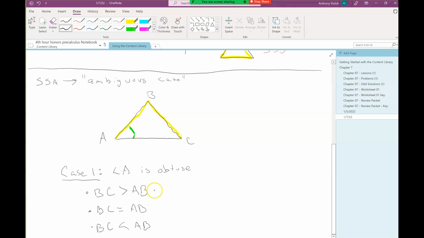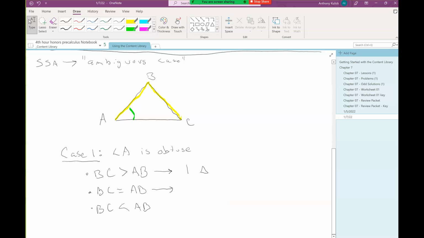Now, BC has to be the hypotenuse, right? So in this situation where it is bigger than the other side, we're just going to form one triangle. That's fine. We can make a triangle. If BC is equal to AB, that can't happen because BC has to be the hypotenuse, right? So if I just list information in an SSA situation and A is obtuse and BC is the same side as AB, well, I can't make a triangle out of that.